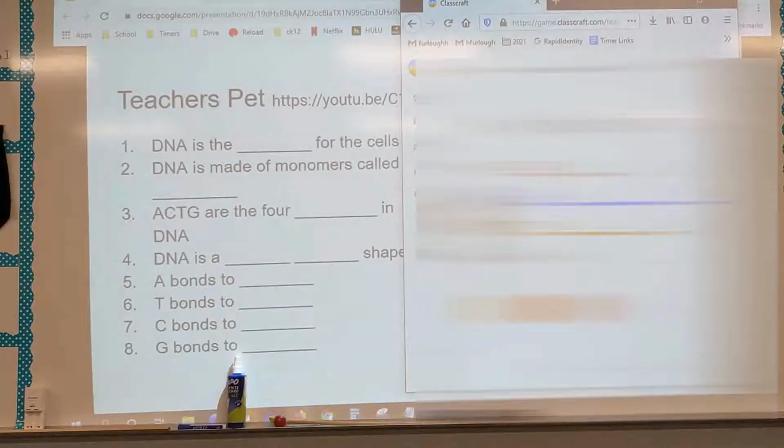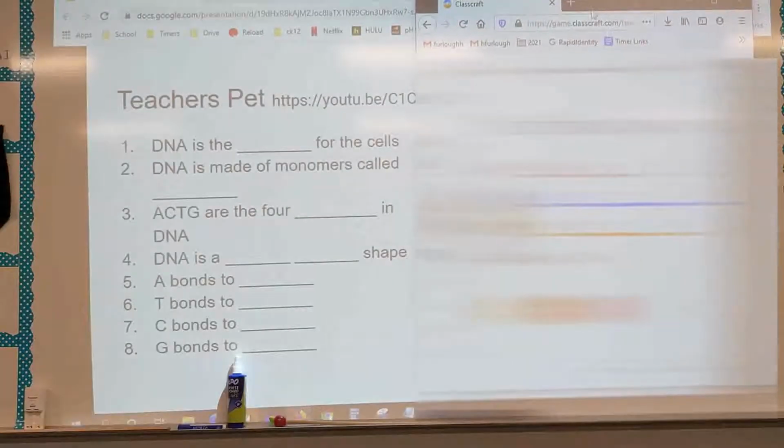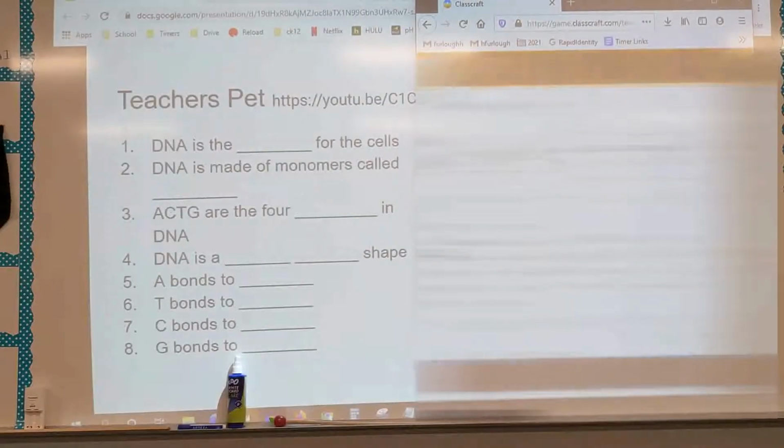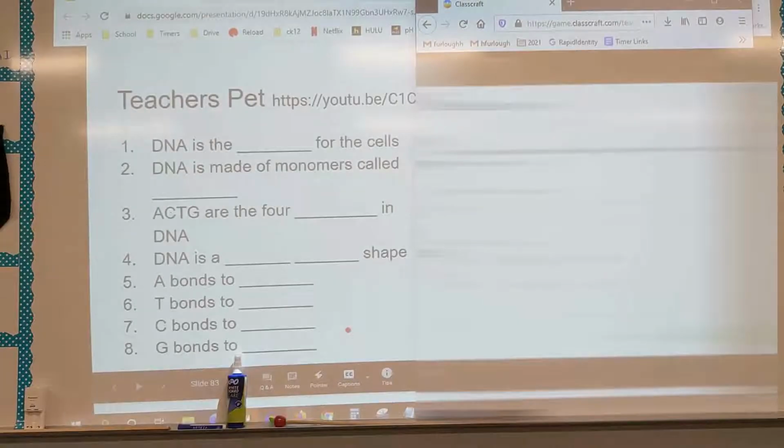All right, Britain. DNA is the blank for cells. You might have to unmute yourself.